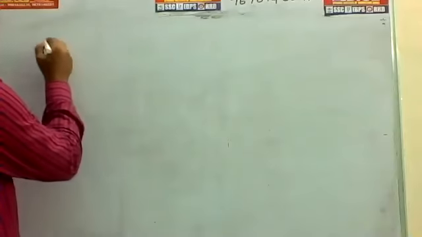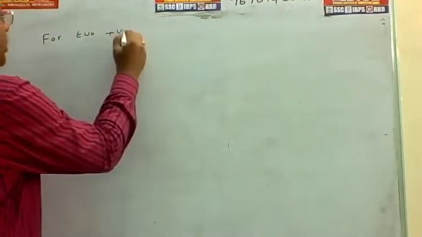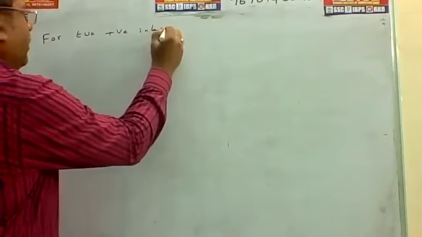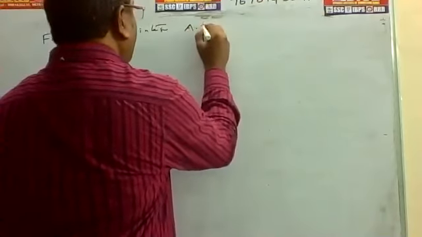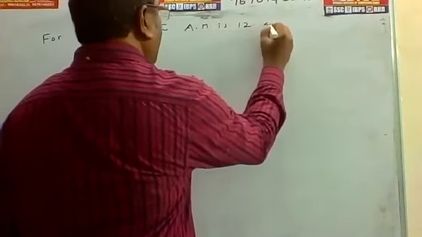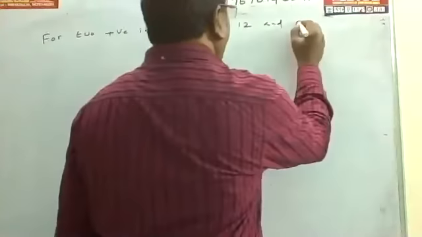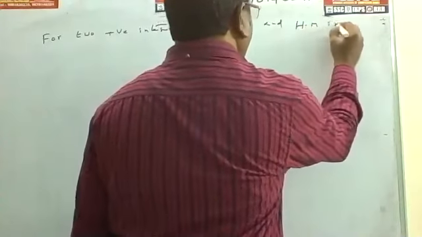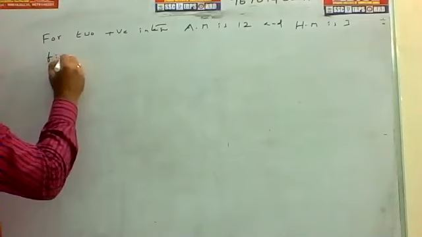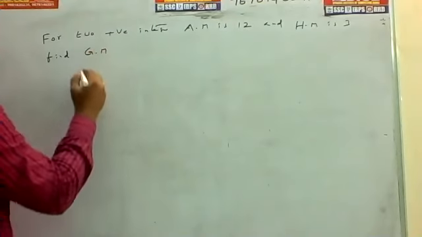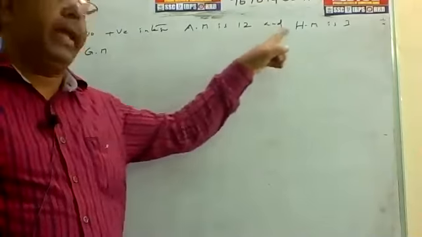For 2 positive integers, AM is 12 and HM is 3. Find GM.